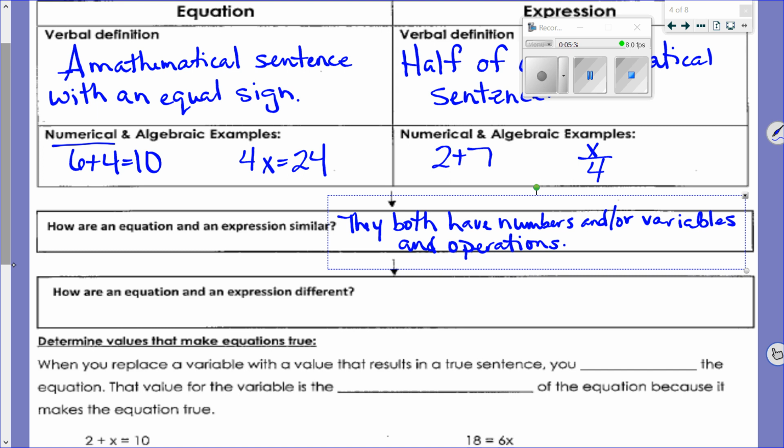Really? That's all you could think of? They both have numbers? Okay? Well, you didn't say. Now, how are they different? One has an equal sign and the other doesn't. Which one? Equation has an equal sign. Good. An equation has an equal sign. Is there any other difference?